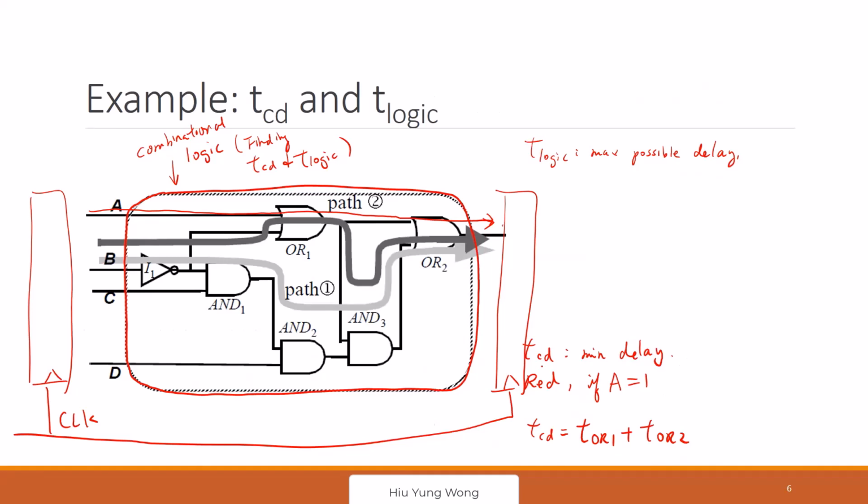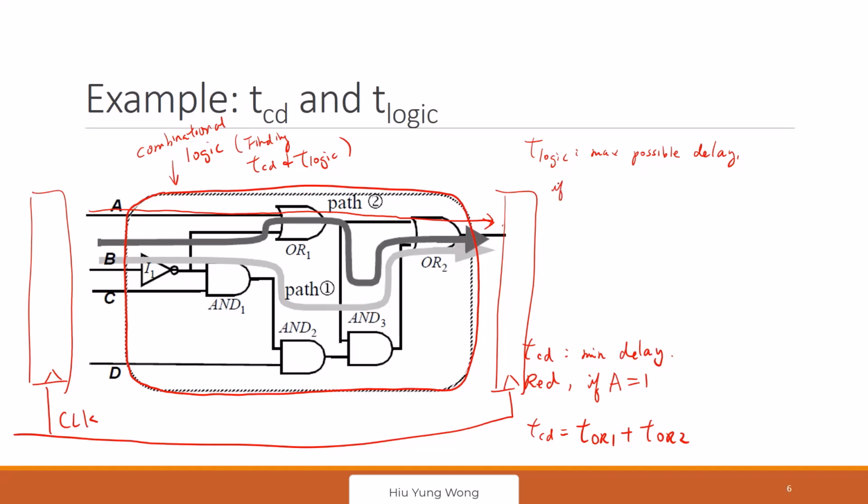So easy, right? For contamination delay, we see that if A is equal to 1, then it will just go through all of them. But what is the maximum possible path? The first thing you will think is, wow, maybe B, and then N1, N2, N3, and then OR. So 5 gates, pretty long. This is the maximum logic delay. But this example is just to show you that it's not that trivial. It is actually shorter because you need to think about the logic.